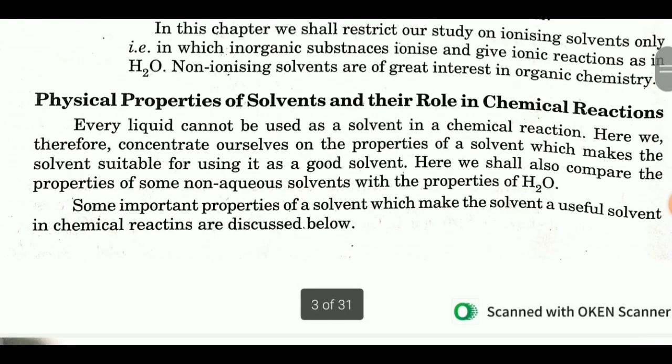Physical properties of solvents and their role in chemical reactions. Every liquid cannot be used as a solvent in a chemical reaction. Here we therefore concentrate on the properties of a solvent which make it suitable for use as a good solvent. Here we shall also compare the properties of some non-aqueous solvents with the properties of H2O. Some important properties of a solvent which make it a useful solvent in chemical reactions are discussed below.